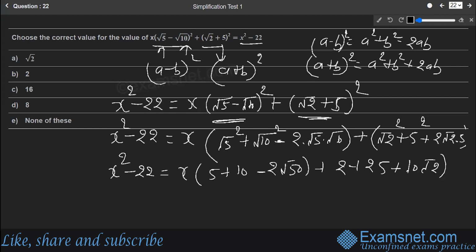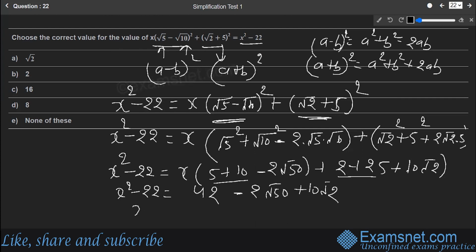Now let us try to solve this further. 5 plus 10 is 15 and 2 plus 25 is 27, so we can solve this. x square minus 22 is equal to, okay, how much does it become? This is 15 plus 2, 17 plus 25, that is going to be 42, so it is going to be 42 minus 2 root 50 plus 10 root 2. Okay, this is what it is coming.